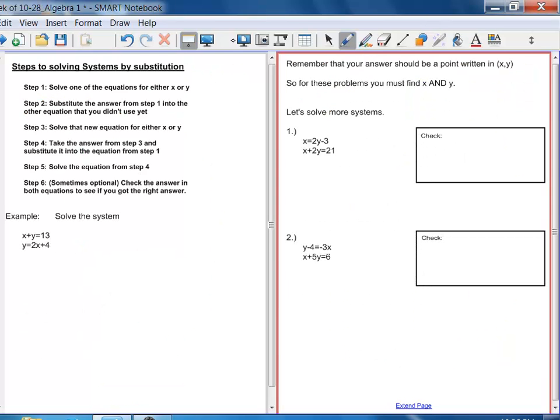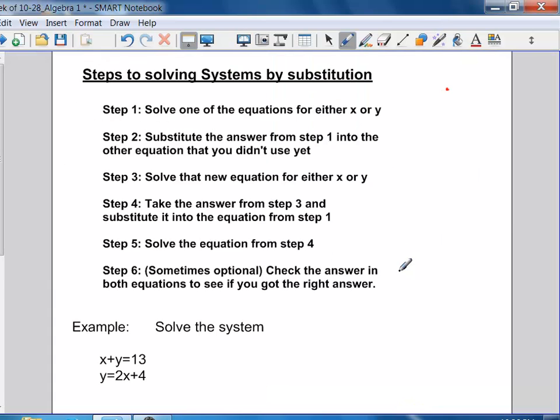So here is a nice breakdown of all of your steps to solving by substitution. You solve one of the equations for either x or y. Now this says one of for either. You have some options. So you could pick top equation, bottom equation. You could pick x or y in either one. This one's already solved, y equals, right? So it's already solved for y. Y is all by itself. So that step 1 is done in that case.